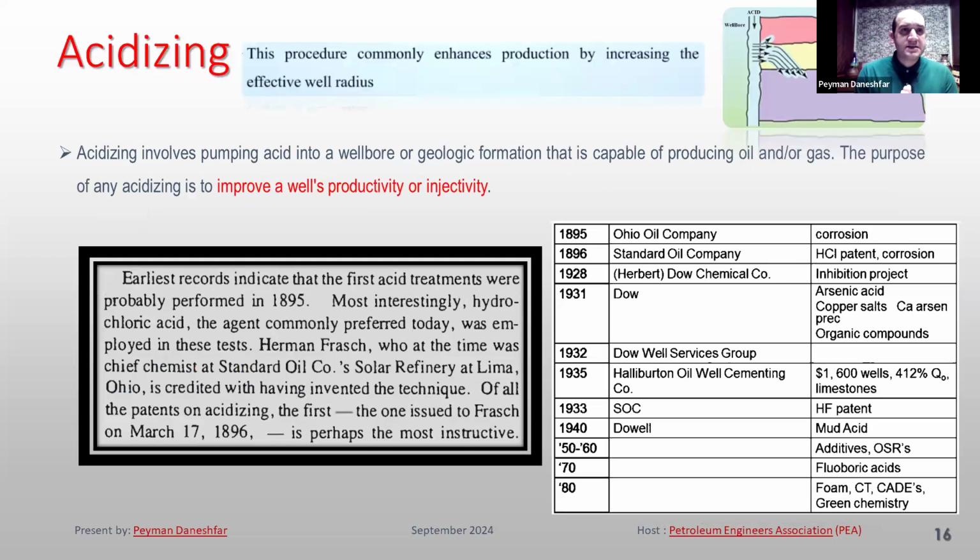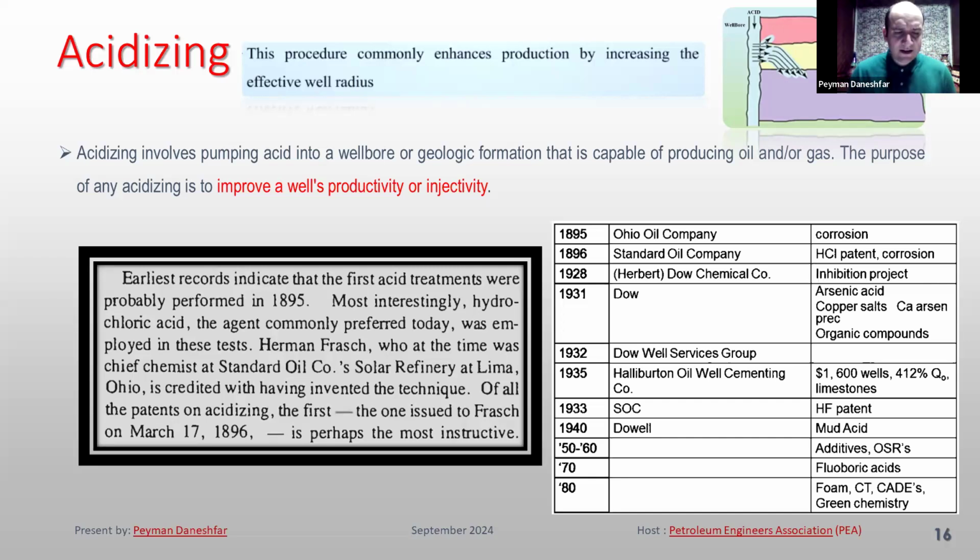What is acidizing? The injection of the acid, or pumping the acid into a well or into a formation, is what we mean by acidizing. Okay, this procedure enhances the production by increasing the effective wellbore radius.